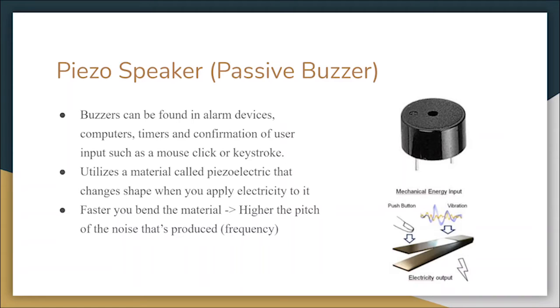Buzzers utilize a material called piezoelectric that changes shape when you apply electricity to it. So here's an example of a piezoelectric. The reason they use this is because the faster you bend this material, the higher the pitch of the noise produced, which we call frequency. Essentially, the faster you bend the material, or the higher the frequency, directly relates to a higher pitch. So by controlling the bend of this material, we can control the pitch of this buzzer and make songs with it, which we'll be doing later.